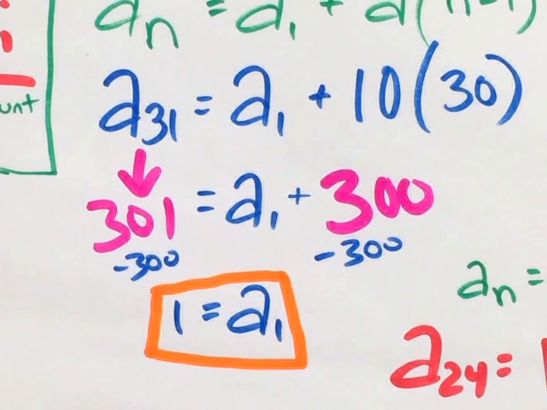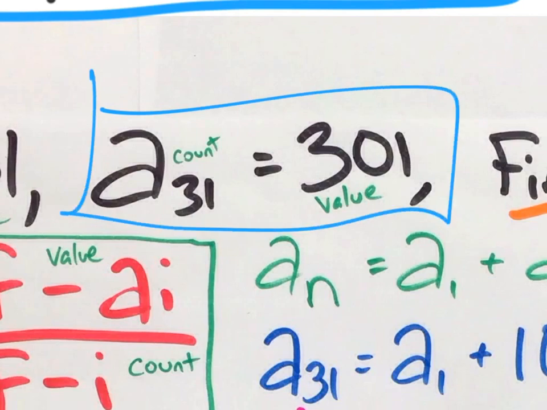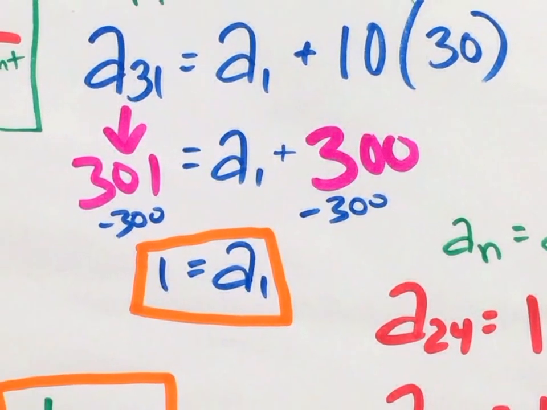When we do that, we're then going to change a sub 31 to the value. We're going to change it from the count to the value, which we know is 301, and we know that because it says it right there. All right, we're always going to be referring back to that. Change it to 301 equals a sub 1 plus 300. The difference times n minus 1 is 300. We're then going to do inverse operation, subtract 300 from both sides, and we're left with just 1. 301 minus 300 is simply 1, and that is our first term, a sub 1.